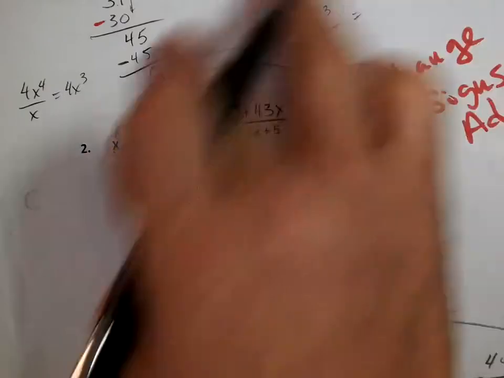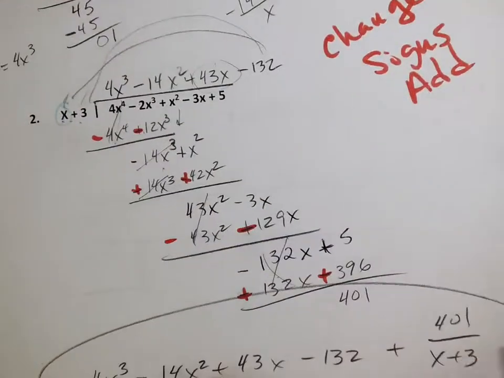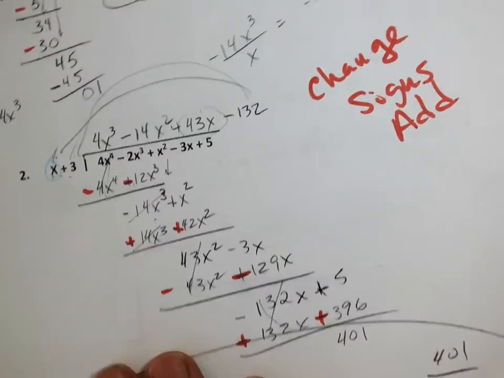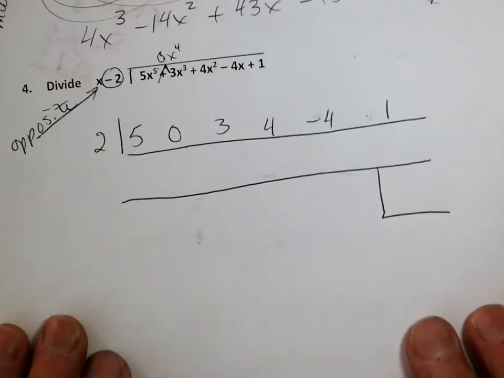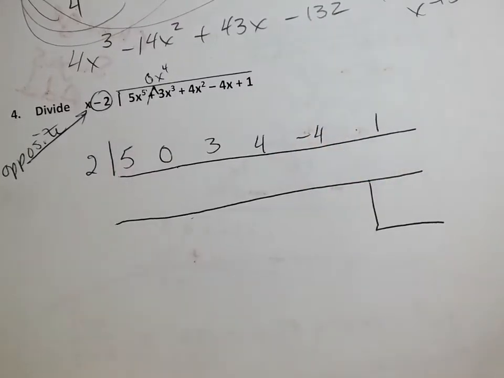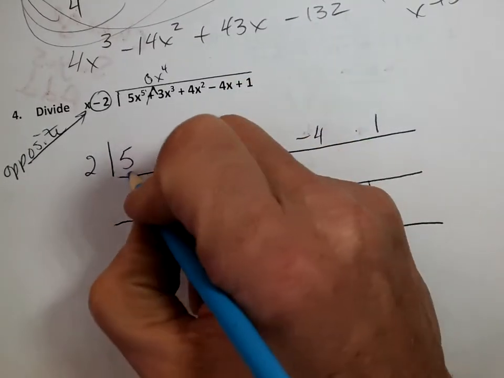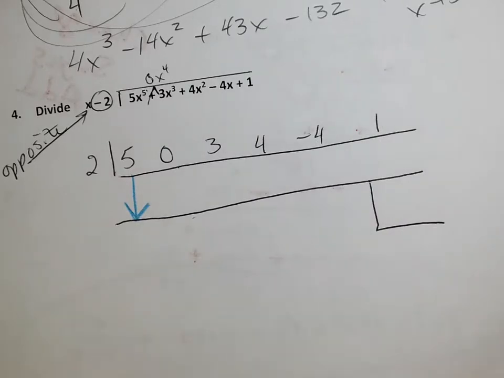It's a lot easier than doing this. It really is. Okay, and I have kids that say, no, I like this better, Mr. Davies. I'm like, okay, there's only one or two of you who will say, I like that better. Go for it, okay? So what's the first step? Just bring the 5. First term just comes straight down. Bring the 5, because you have to occupy it, okay? Bring that 5 straight down, okay?